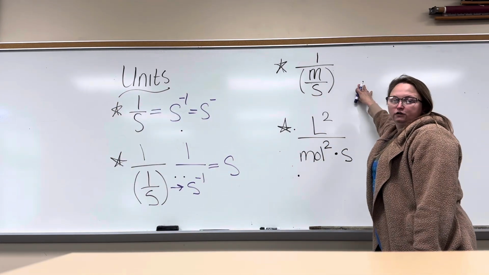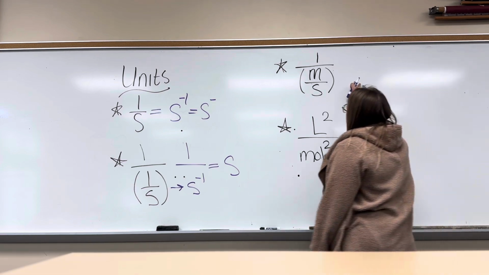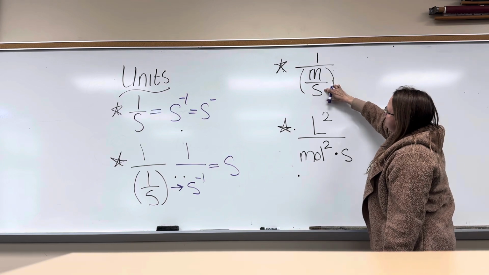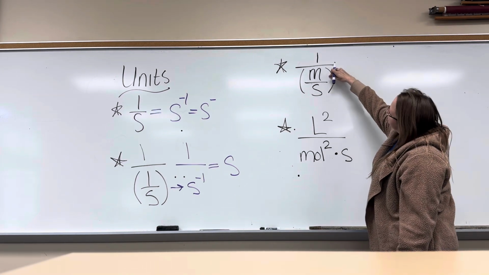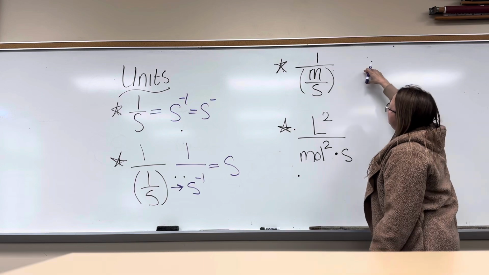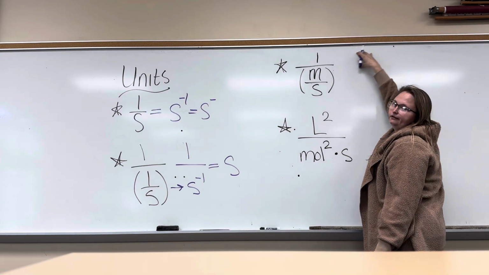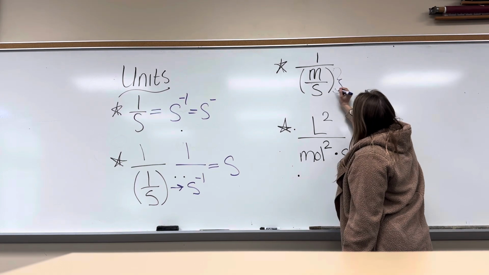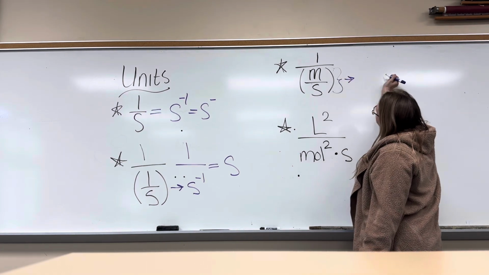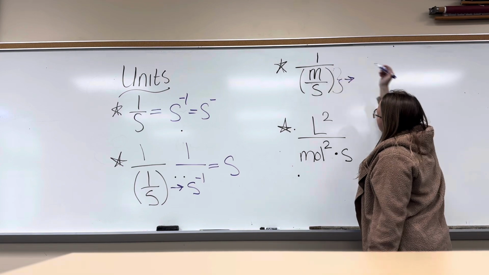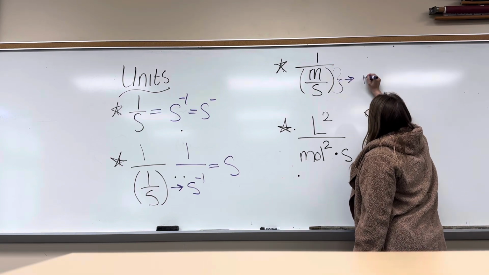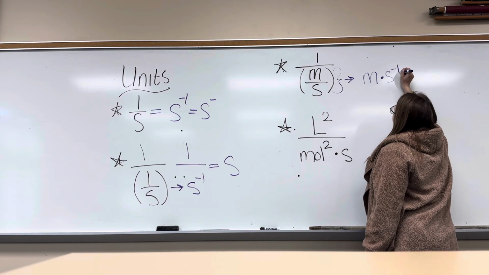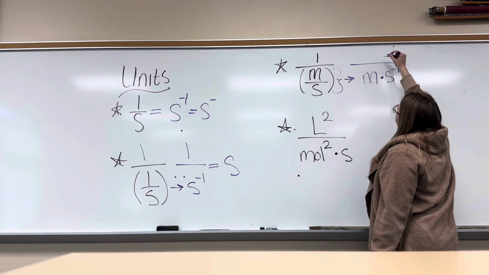This is 1 over meters per second. All right, so once again, we're gonna do this in 2 parts. We're gonna move this seconds up to the numerator here, and then we're gonna move the whole thing up to the top numerator. All right, so let's take this bottom part here and move it over. Take that s to the top, so that's gonna be still meters times s to the negative 1, all under 1.